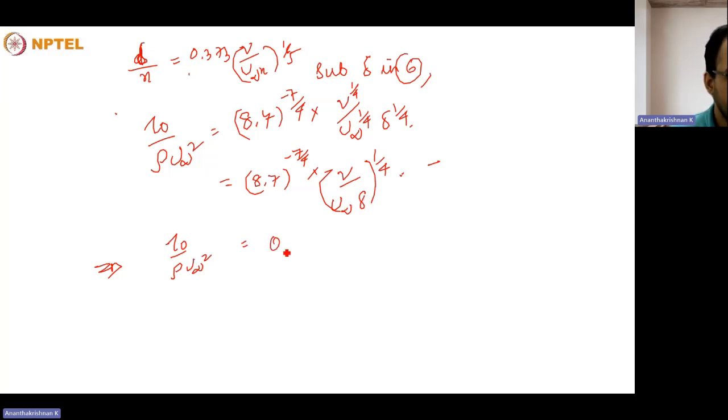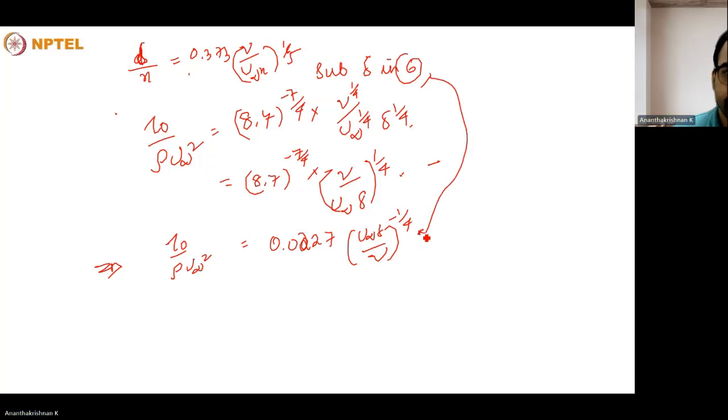That will be 0.0227 u infinity delta divided by nu raised to minus 1 by 4. So that, almost, we just substitute just like the delta. So it will be tau 0 divided by rho infinity squared is equal to 0.0227. In terms of delta, we'll just substitute the value of delta.